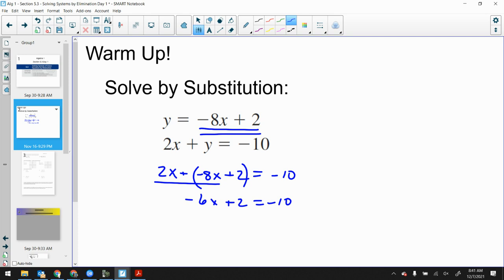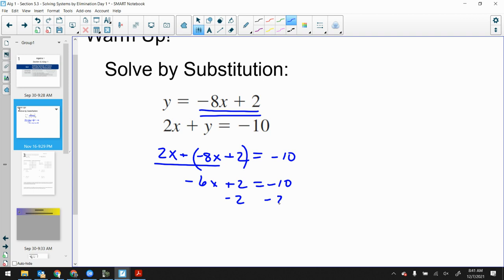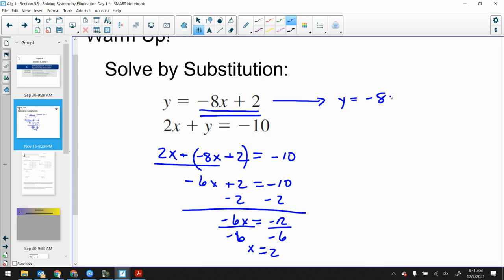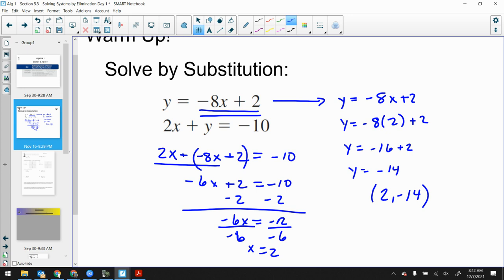All right, now let's keep it going though, because now it turns into this simple two-step. So negative 6x is equal to negative 12 divided by negative 6. So x is 2. Sorry for my poor handwriting. And now x is 2, and we plug this in here. y is equal to negative 8x plus 2. I'm going to say y is equal to negative 8 times 2 plus 2. Negative 16 plus 2 is negative 14. 2 comma negative 14 is my solution.